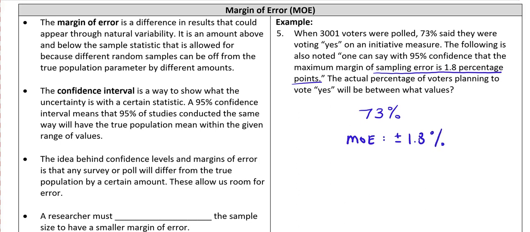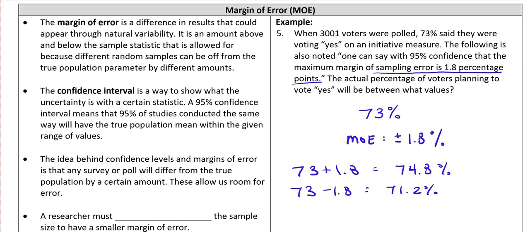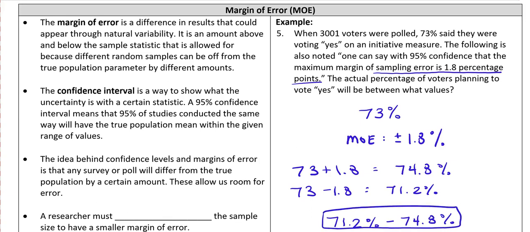What that means is if you want to find the true number of people that are going to vote yes for this initiative, we have to take 73% and add 1.8%, which gives us 74.8%. Then we take 73 and subtract 1.8%, which gives us 71.2%. So the true percentage of voters planning to vote on this measure is anywhere from 71.2% to 74.8%.